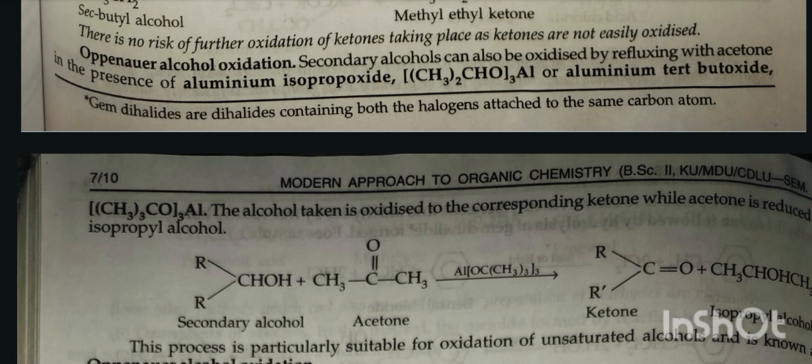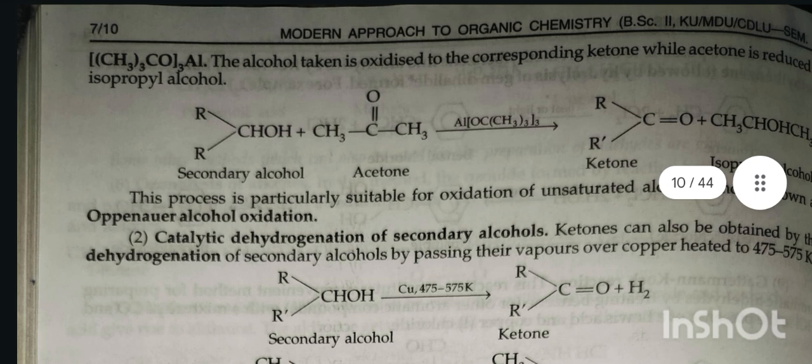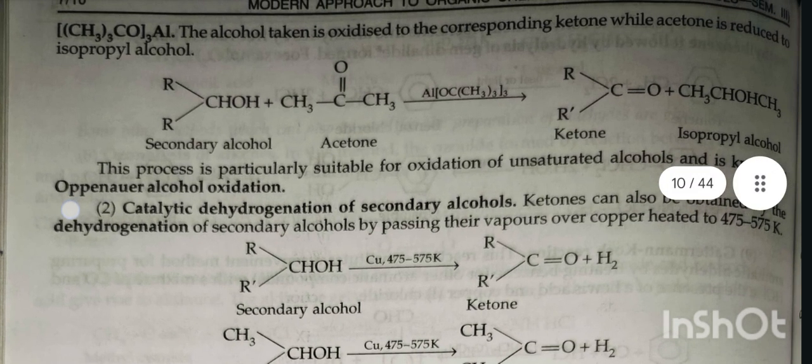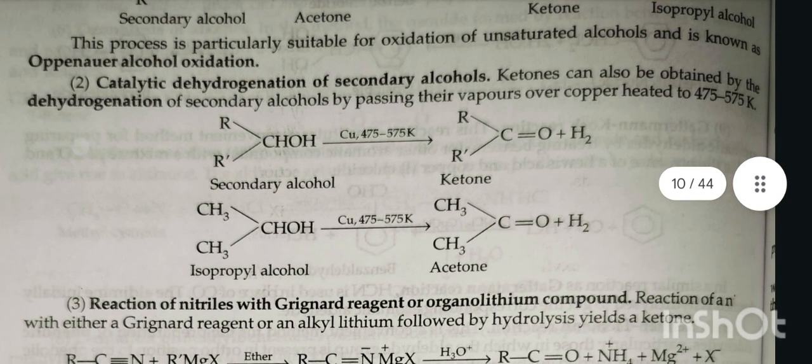Oppenauer oxidation. Secondary alcohols can also be oxidized by refluxing with acetone in the presence of aluminium isopropoxide, (CH3)2CHO thrice Al, or aluminium tert-butoxide, ((CH3)3CO) thrice Al. The alcohol taken is oxidized to the corresponding ketone while acetone is reduced to isopropyl alcohol. The process is particularly suitable for oxidation of unsaturated alcohol and is known as Oppenauer oxidation.